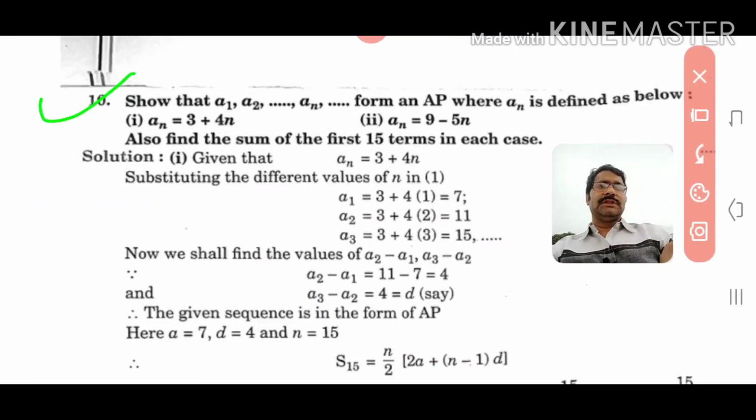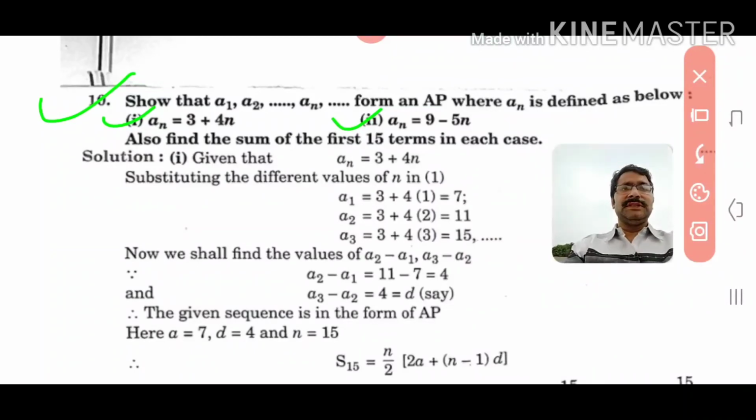We have to do question number 10. So that a1, a2, an form an AP, where an is defined by this formula: first an equal to 3 plus 4n, and second an equal to 9 minus 5n. Here actually these are two questions, and we will do both these questions.